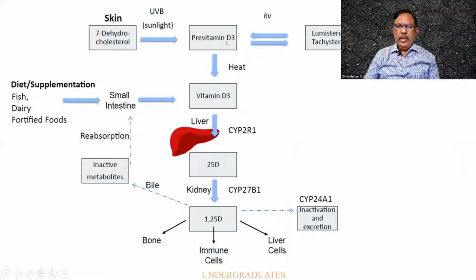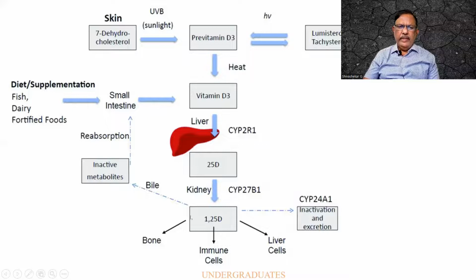7-hydroxycholesterol is converted to pre-vitamin D3 and then vitamin D3. Then 25 hydroxycalciferol, 1,25 dihydroxycalciferol. And this will be useful for the mineralization of the bone, formation of the immune cells, as well as the development of the hepatocytes. Now, these are the various sources from the small intestine. And externally, there can be the ultraviolet rays coming from the sunlight.